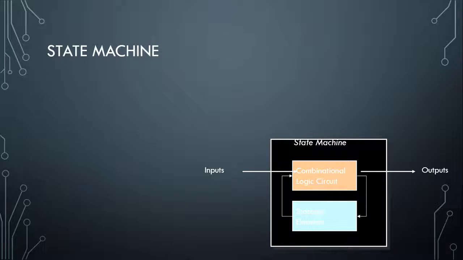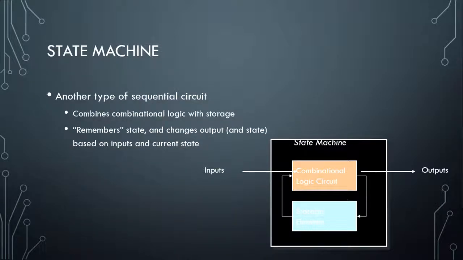Speaking of state machines, it's another type of sequential circuit. This combines combinational logic, so some of that combination stuff we just talked about, with storage. So it will remember, quote unquote, a state, and then change the output and therefore the state based upon inputs and the current state. So if we look at our state machine here, you have some input coming in, it runs through the combinational logic circuit, goes through any storage elements it needs to. So for example, if you look at a programming language, it's updating variables, stuff like that, and then it's going out through an output.